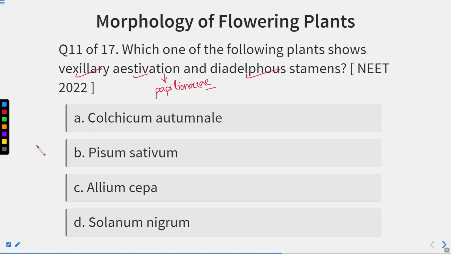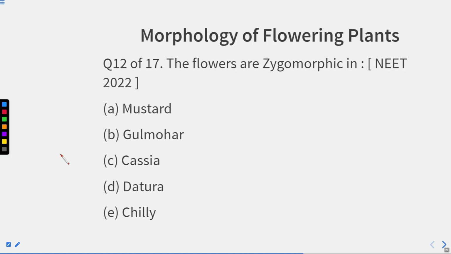Okay, so these are the options: Colchicum, Pisum, Allium, and Solanum. Pisum sativum is also commonly known as the pea. So what should be the answer? Which one of these four belongs to Papilionaceae? Answer is option B, Pisum sativum.